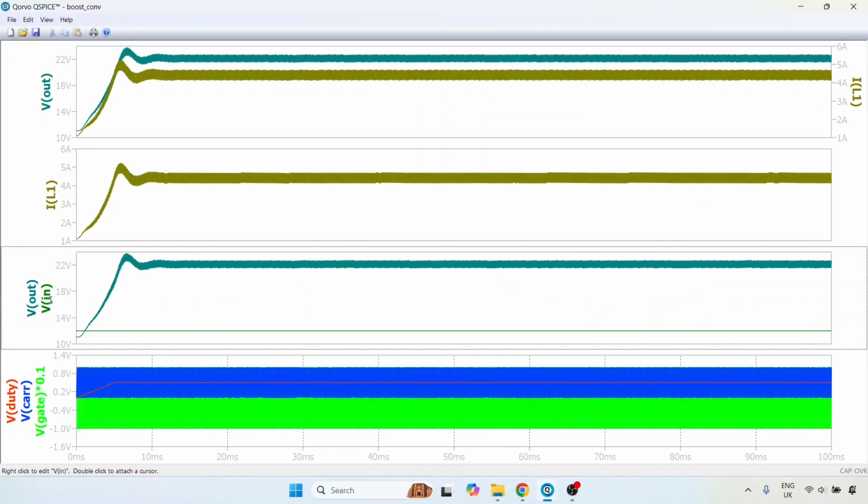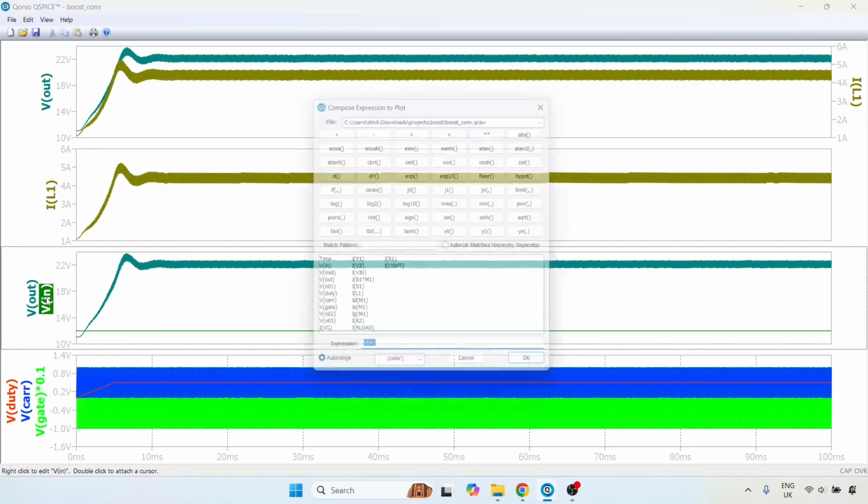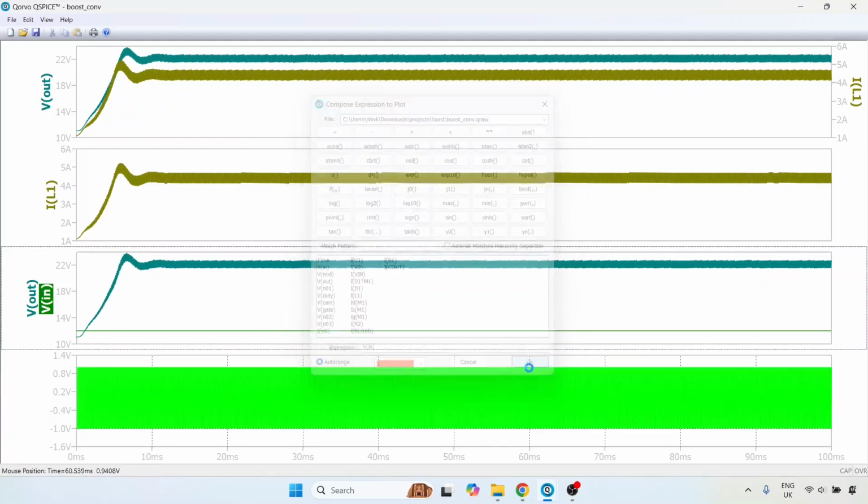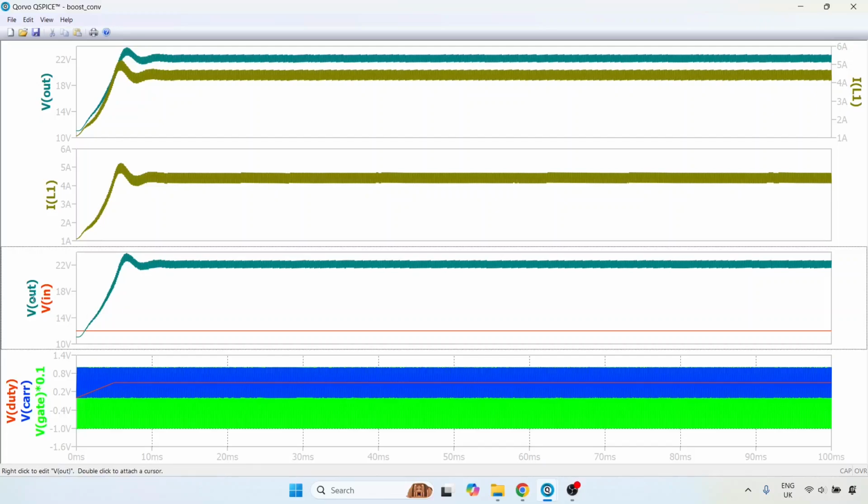So let's look at our output voltage and let's look at our input voltage. So our input voltage is way below. Actually, this is not a very nice color combination, so let me change this to red. Okay. So the input voltage is now red and the output voltage is green or whatever color this is. Anyway, so it's now very clear they're different.